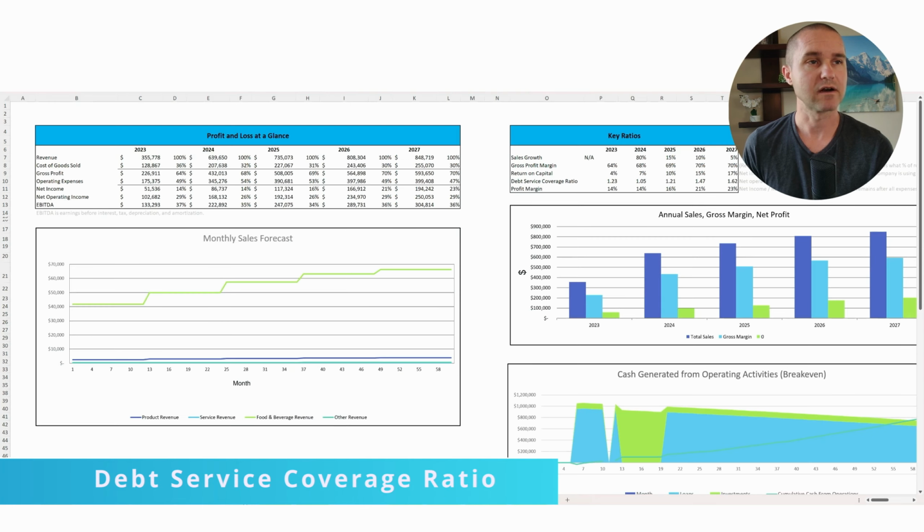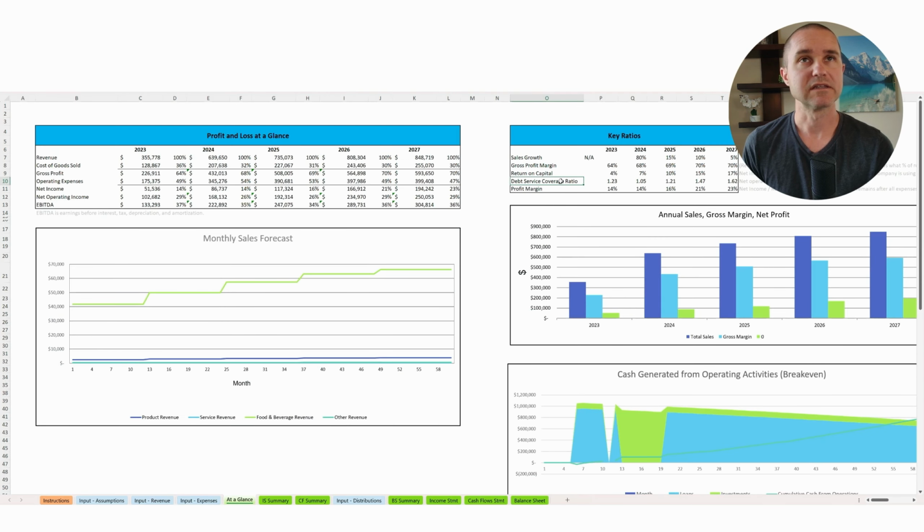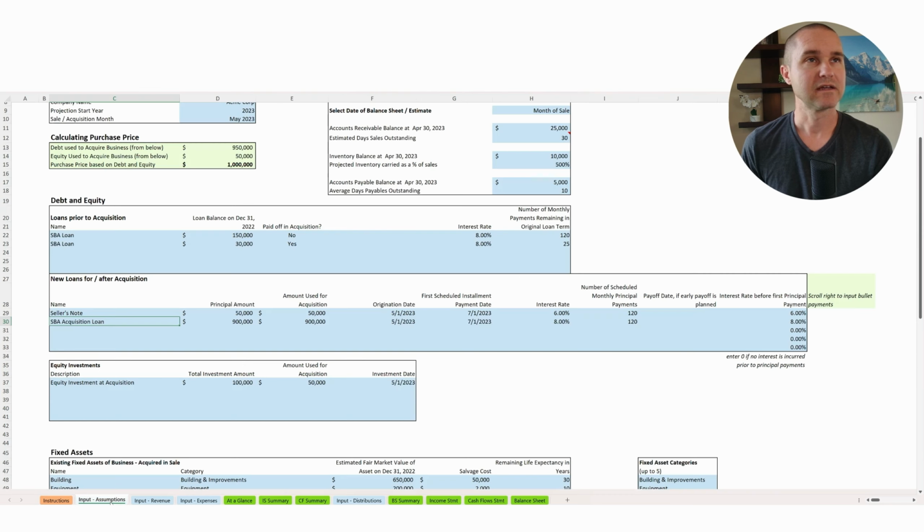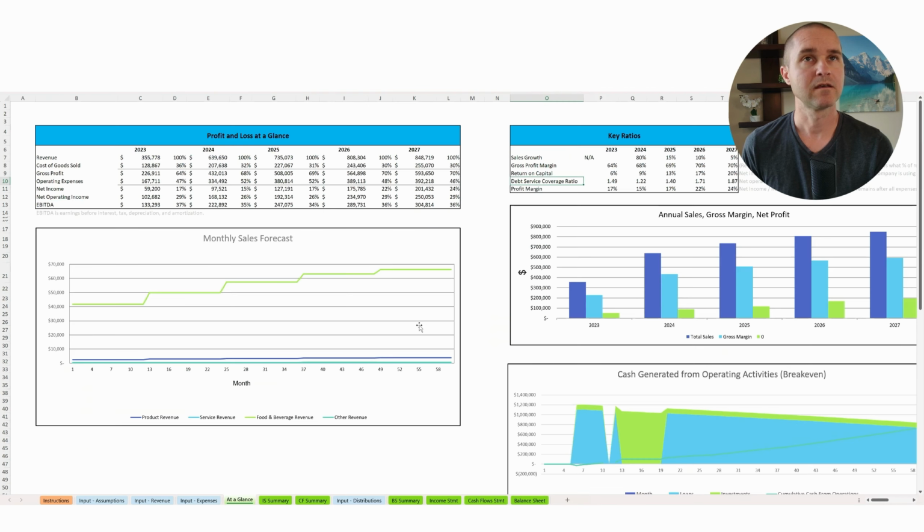So if we look at our at a glance tab here, we're going to see this key debt service coverage ratio right here. And typically, the lender is going to be expecting a 1.25 debt service coverage ratio or higher. And so in this example, once I assume that loan, our debt service coverage ratio went to 1.23. So if I just come back here and say, nope, that's going to be paid off, let's say we don't have that debt, and we take a look here, debt service coverage ratio is at 1.49.